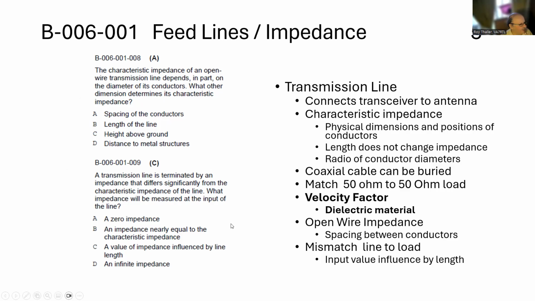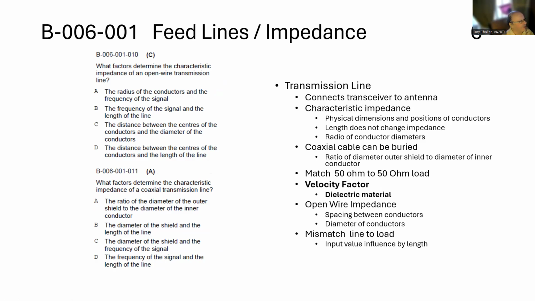A transmission line is terminated by an impedance that differs significantly from the characteristic impedance of the line. What impedance will be measured at the input of the line? In this case, because you have an impedance mismatch, the impedance you measure at the other end is influenced by the line length. So C is the correct answer.